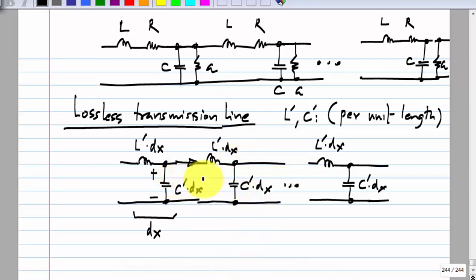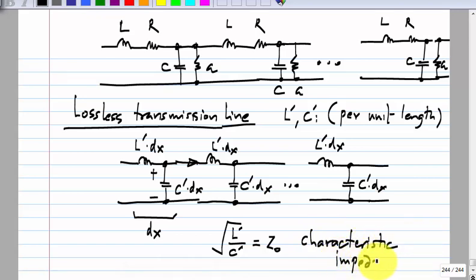So, you will find that the ratio of those will be square root of L prime by C prime. I will not go into the details now, but you know this already. This is known as the characteristic impedance Z naught of the transmission line. It is the square root of the ratio of inductance per unit length to capacitance per unit length.